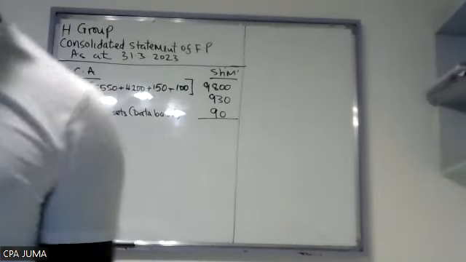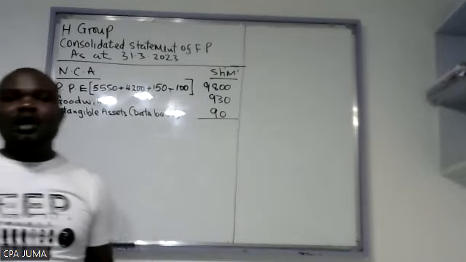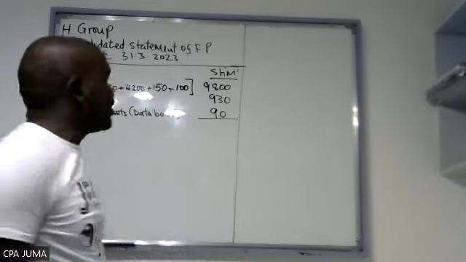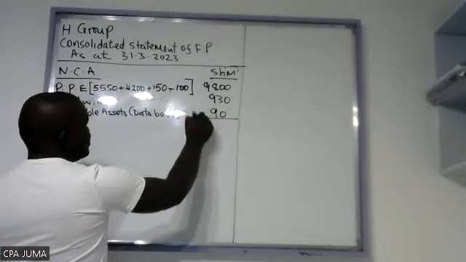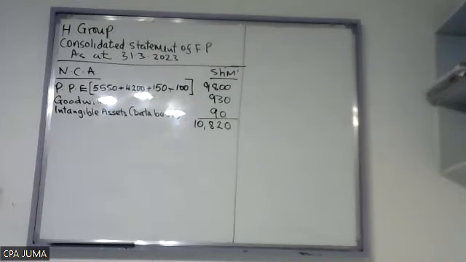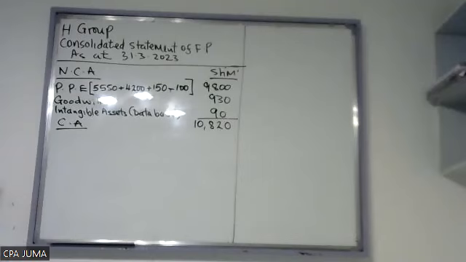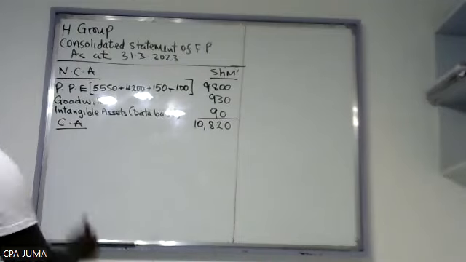Alright, so how much should that be? The addition? The addition should be how much? 10,820. Correct. We go to current assets. Current assets, what these people were calling me. Current assets, we have inventory.